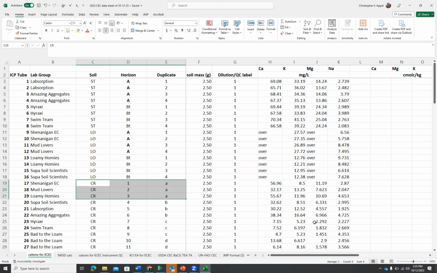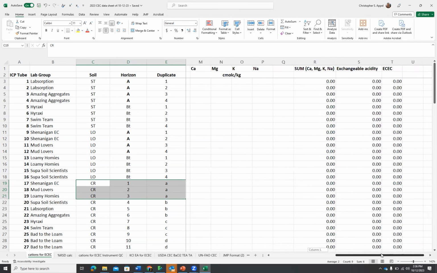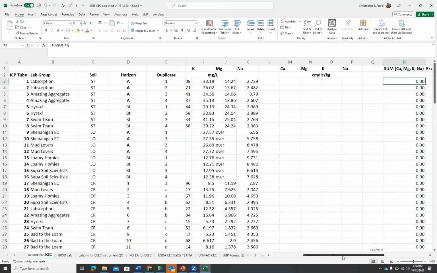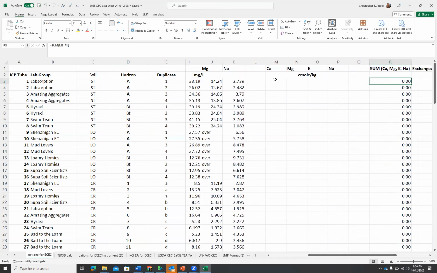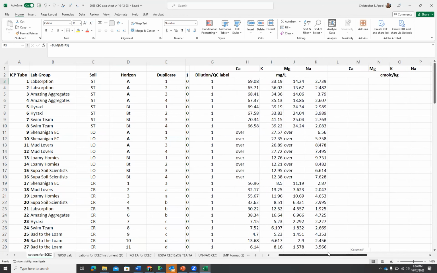Okay. So I'm on my cations for ECEC worksheet. And what I'm looking at is all my data. And this spreadsheet is linked to some formulas over here that say sum of calcium, magnesium, potassium, sodium, etc. And right here, I have milligrams per liter and centimoles of charge per kilogram. Centimoles of charge per kilogram are cation exchange capacity units, right? So we're going to talk about how to convert milligrams per liter to centimoles of charge per kilogram. That's what we're going to do next.